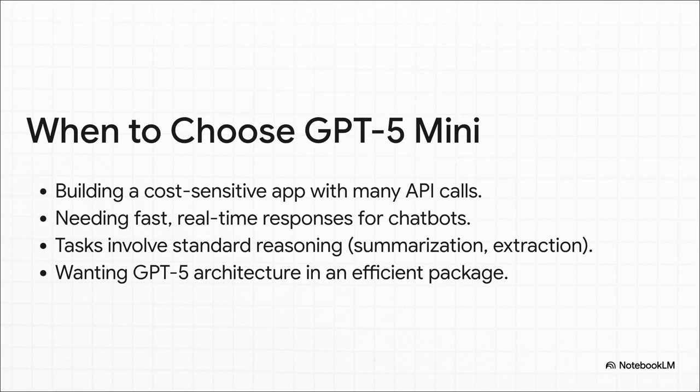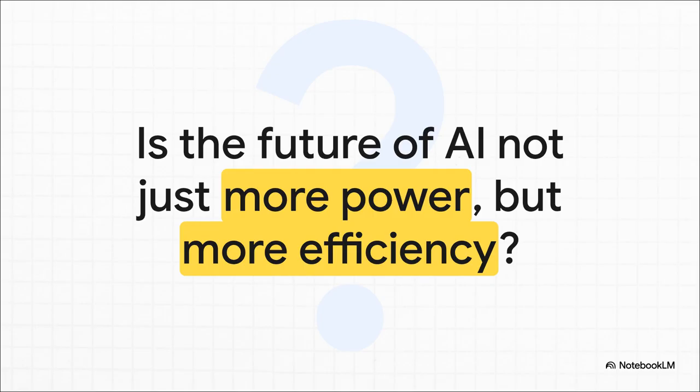And that kind of brings us to a bigger, final thought here. For so long, the AI race has felt like it was all about one thing: who can build the biggest, most powerful model? But the arrival of something like GPT-5 Mini, it feels like a real shift. Maybe the future of AI isn't about one giant, all-knowing brain. Maybe it's more like a diverse toolbox, filled with smaller, super efficient, specialized tools, each one perfectly designed for a specific job. Kind of makes you wonder, right?